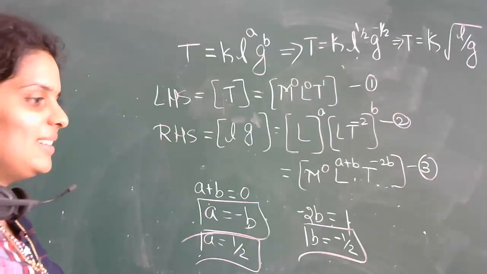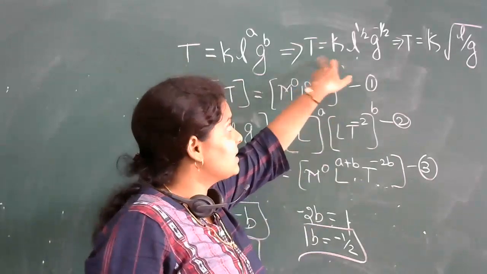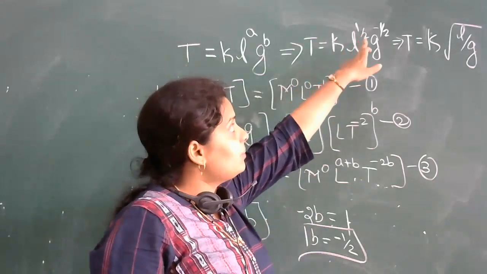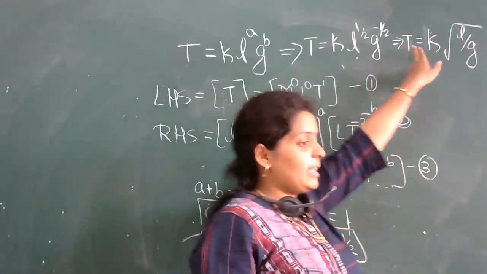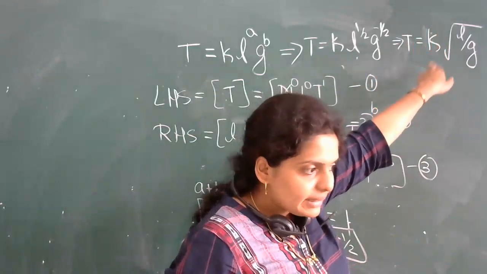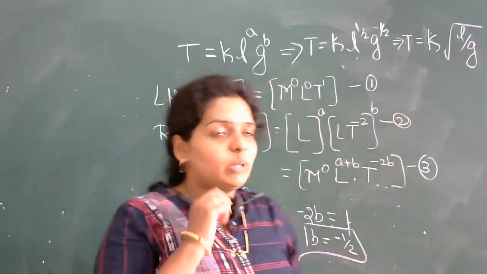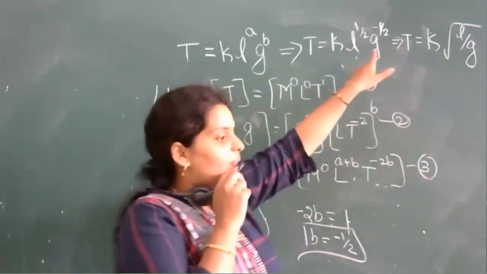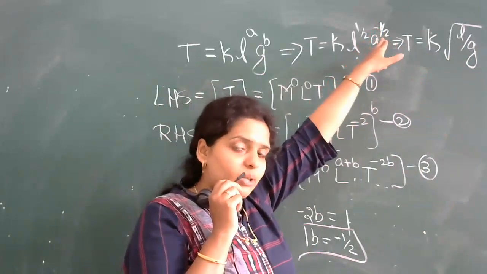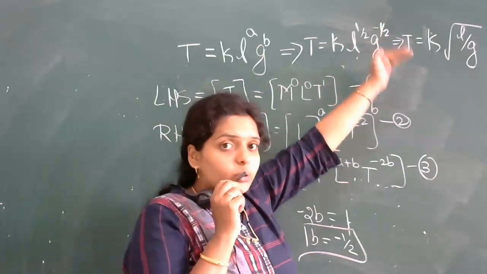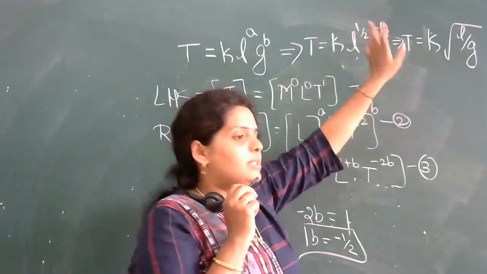Once again. Okay. See, I have the equation T is equal to K L raised to 1 by 2, g raised to minus 1 by 2. Next what I have written, T is equal to K under root L divided by g. I know you will not understand. See, here we have g raised to minus 1 by 2, right? What can you write it as? You can write it as L raised to 1 by 2 divided by g raised to 1 by 2.